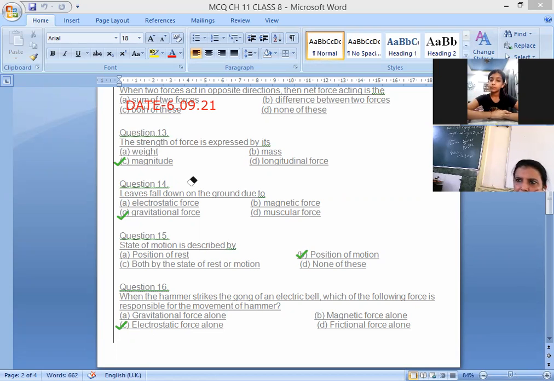Wait, let me check it. It can be magnetic also, because when the electric bell is there, we are using electricity in it. Electrostatic can also be there. And magnetic, I think magnetic can also be there, because it behaves like a magnet and gets attracted by the iron, and then the gong strikes. Okay, let's continue with the next part.